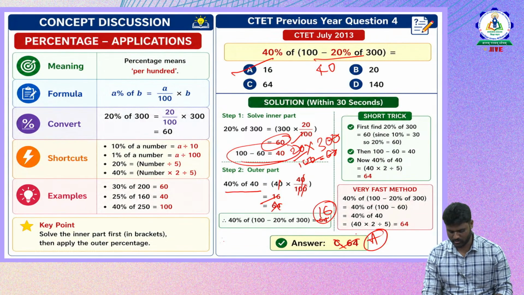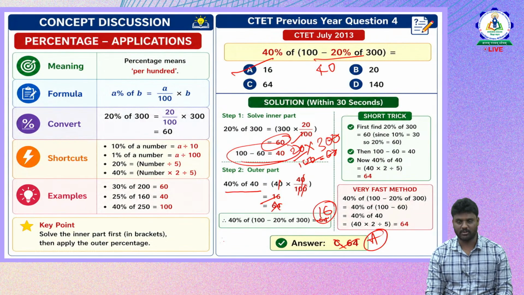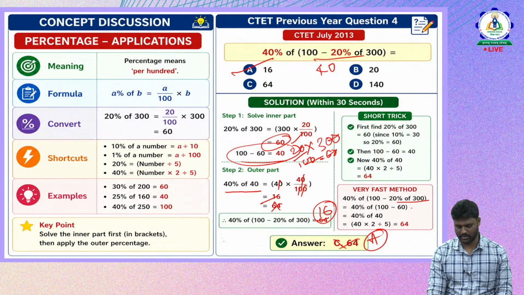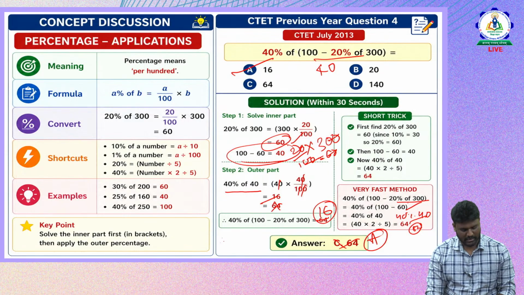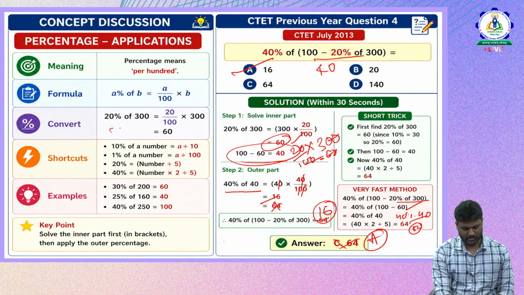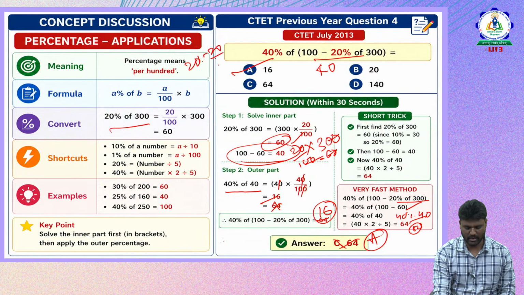You don't need to do it step by step. Just by seeing the numbers, we can also calculate mentally. Simply take 20% of 300 and we get the value, then apply 40% to whatever value we get, simplify, and we get the answer. So 20% can be written as 20 by 100, into 300, and when you solve, we get 60.